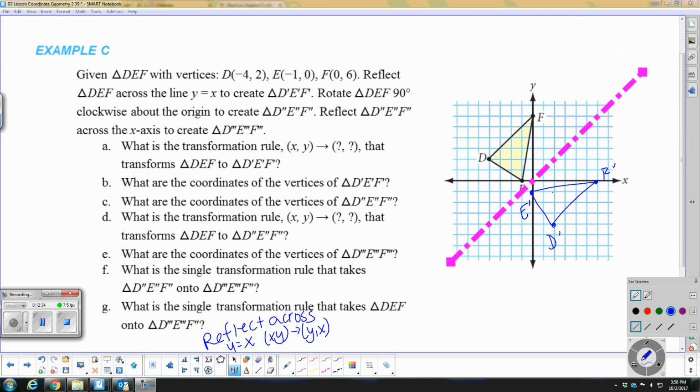And at the right, you can see the image, D prime, E prime, F prime, reflected over the line y equals x. Now the next thing we want to do is take our original triangle DEF and rotate it 90 degrees clockwise about the origin to create D prime, E prime, F prime.